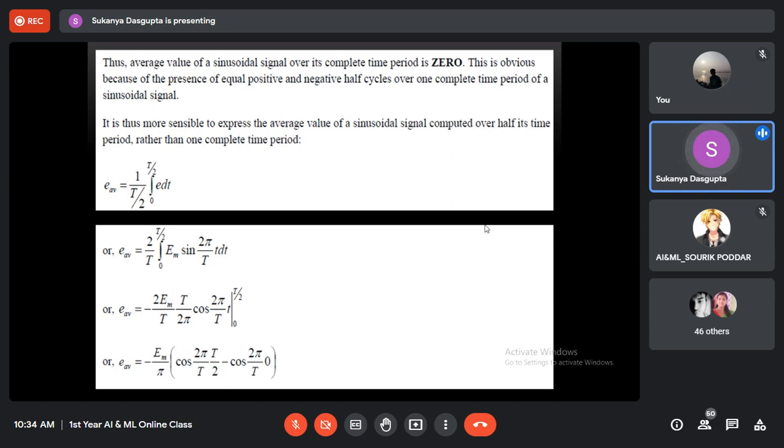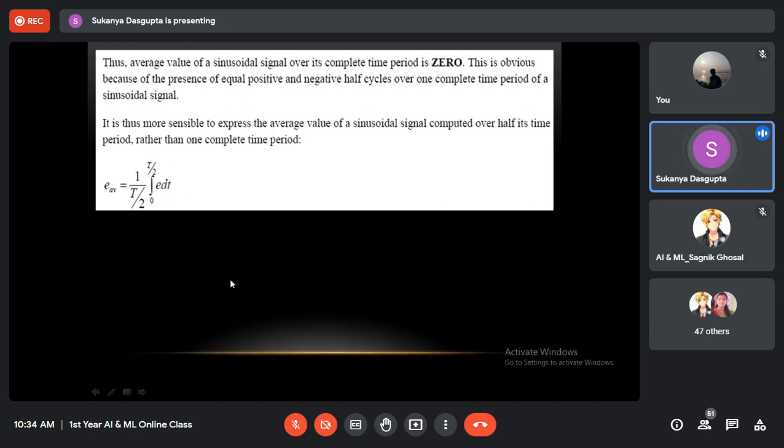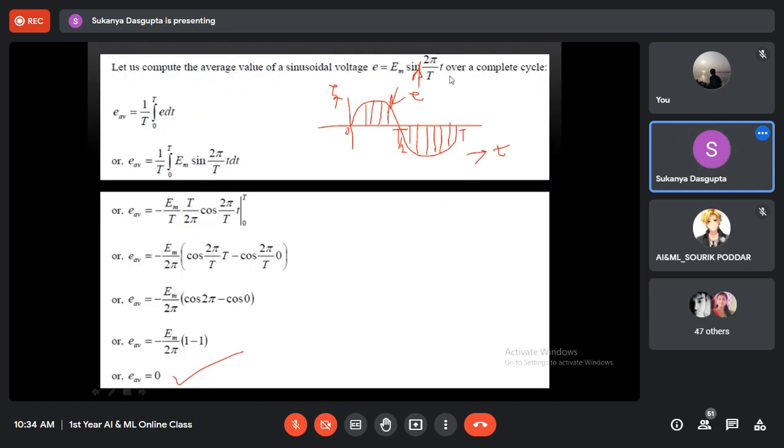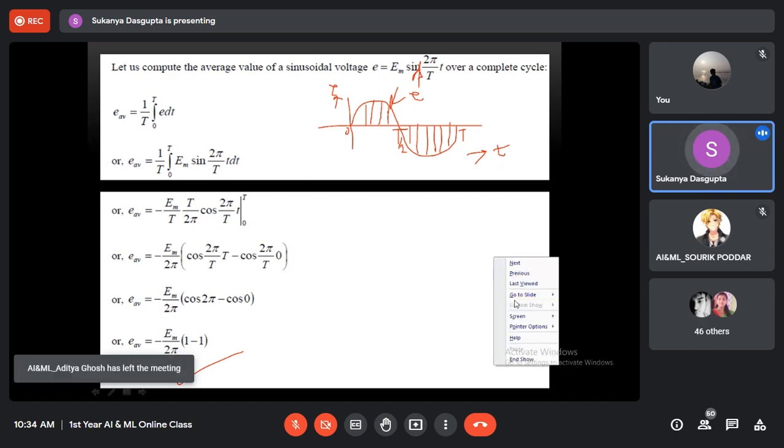If we consider average value equal to 0, then there may be some problem in the further calculations. So we'll consider the half time period for the integration. Here, instead of taking T, we'll consider T by 2 for the calculation of E average. So now E average equals 1 by T by 2, integral from 0 to T by 2 of E dt. What is E? E is Em sin omega t, or Em sin 2 pi by T.